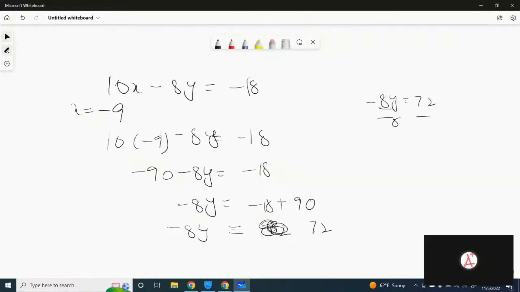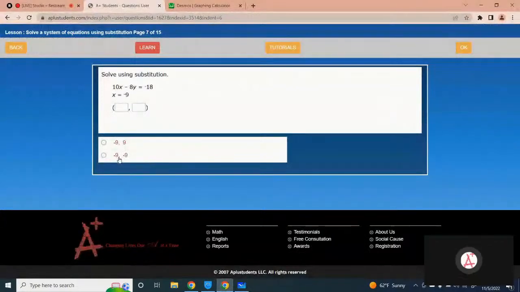Divide both sides by negative 8. So y equals negative 9. Got it? So the correct option is the second one. Both of them have the negative values.